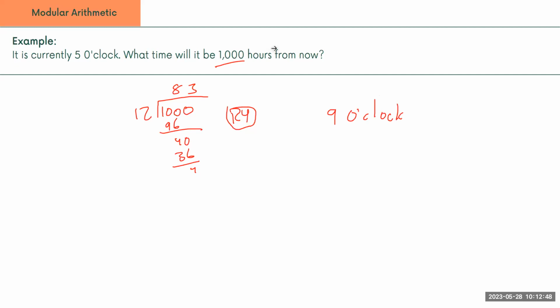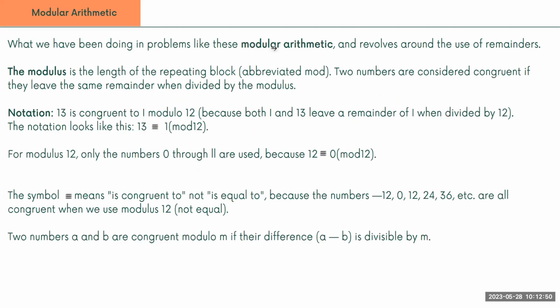In this case, what we've basically been doing is modular arithmetic. Modular arithmetic is a smart way of saying we want to look at the remainders. So we would have something mod something, for example, 1 mod 12. We can pronounce that as 1 mod 12. And basically, a modulus is the length of the repeating block.